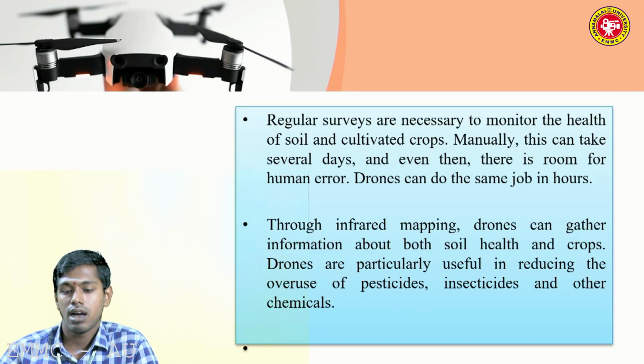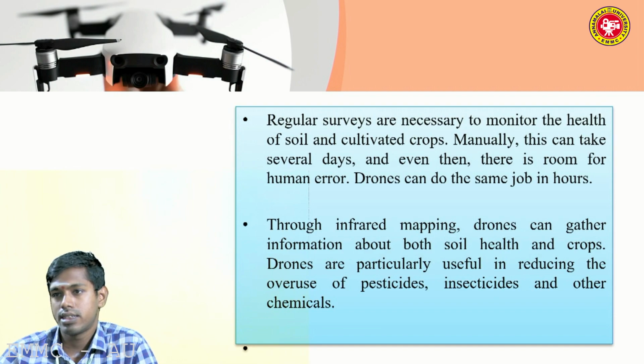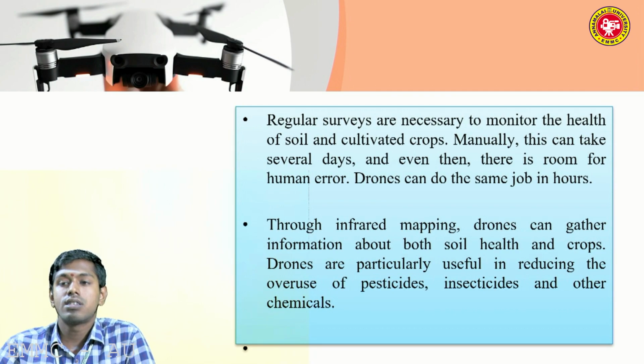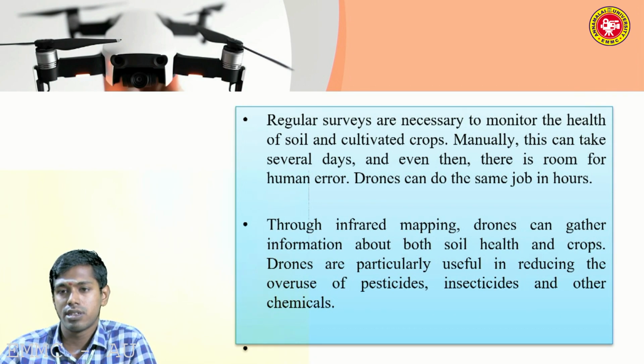Regular surveys are necessary to monitor the health of the soil and cultivated crops. Manually, this can take several days, and even then there is room for human error. Drones can do the same jobs in hours, because regular surveys are a tedious process, and while involving human beings they can make mistakes, but a drone involves software programs. It can do the survey in a precise manner with 100% accuracy, so that many errors can be reduced.